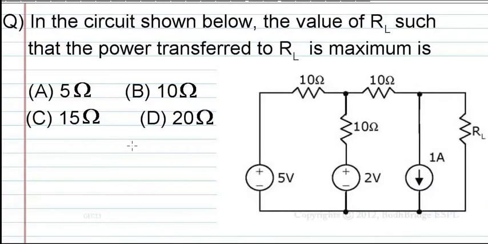In the circuit shown below, the value of RL such that the power transferred to RL is maximum is. The options are 5 ohm, 10 ohm, 15 ohm, 20 ohm. Okay. He is asking what is the value of RL such that maximum power is transferred to RL.